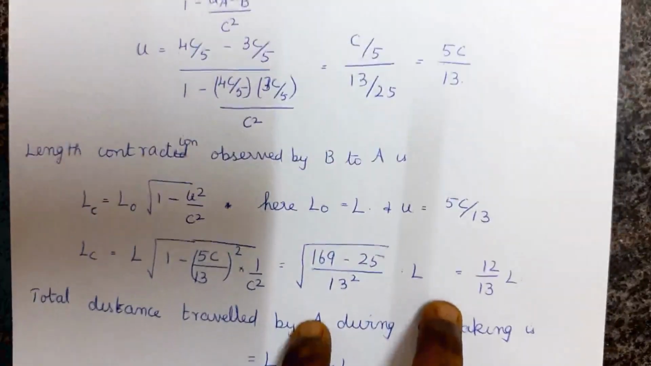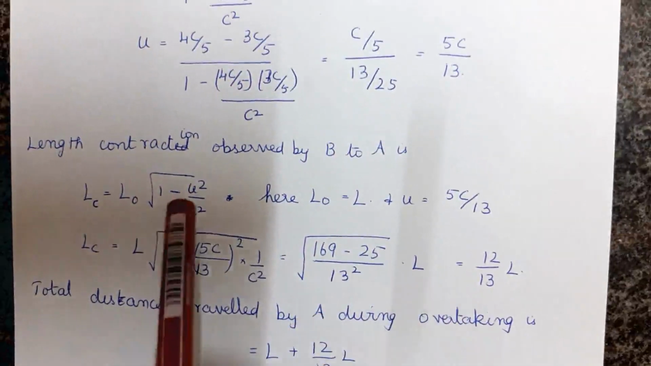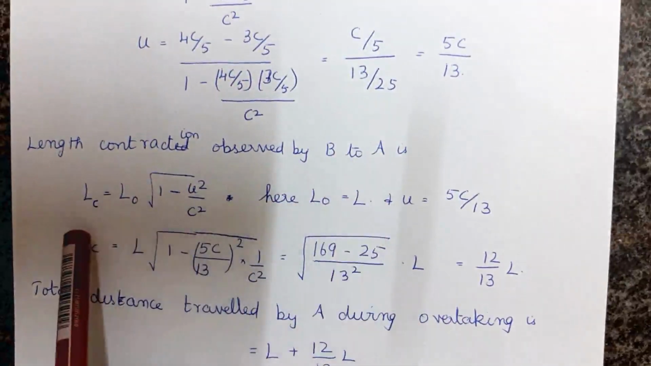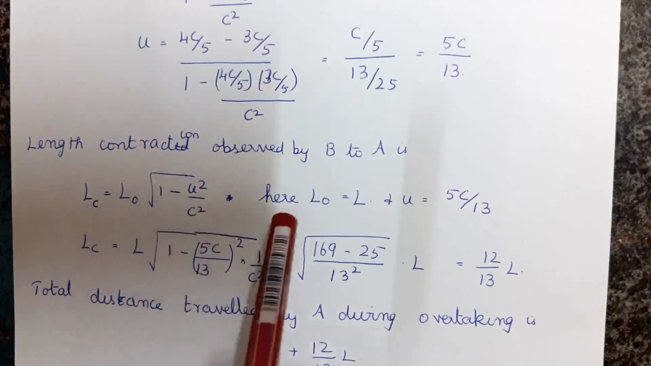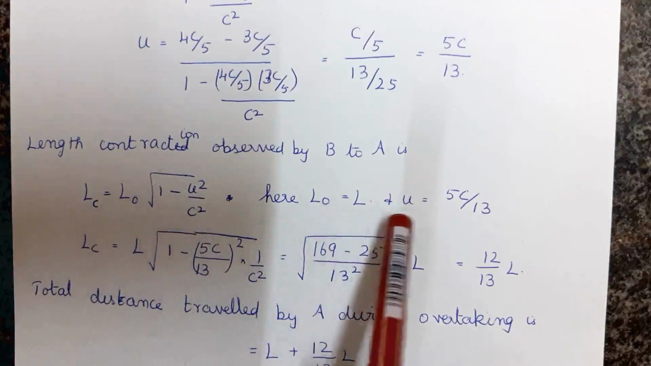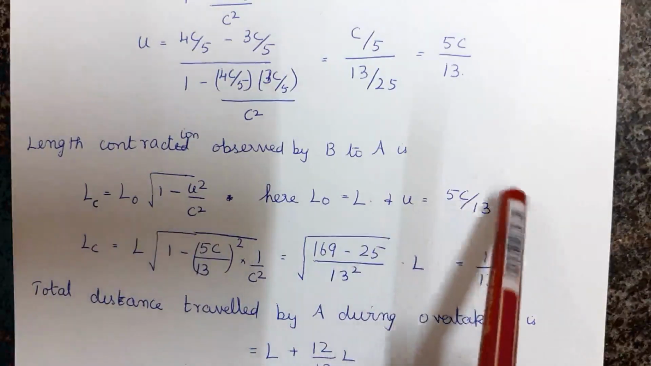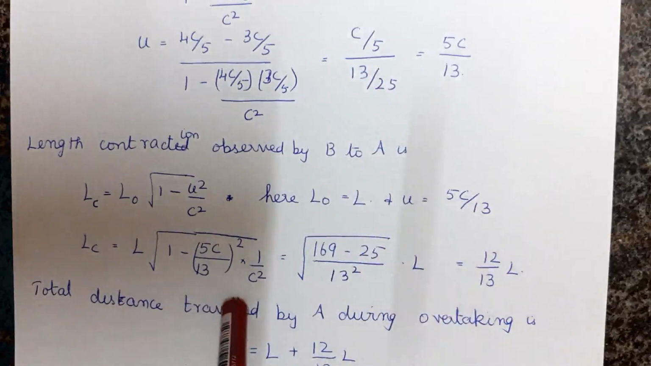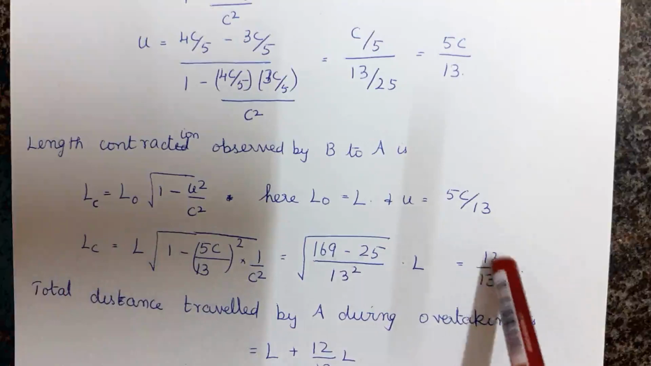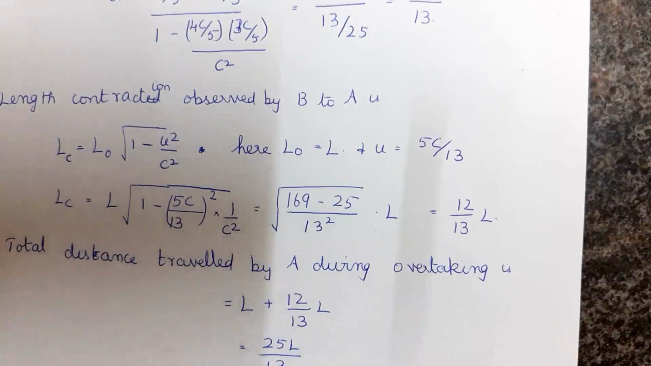In a similar way, we have to find the length contraction observed by B for A. That is, LC is equal to L naught root of 1 minus u square by c square. Here the L naught value is L and u is equal to 5c divided by 13, which we obtained in the above calculation. By substituting the values here, we will have LC as 12 divided by 13 L. So the total distance travelled by A during the overtake is L plus 12 by 13 L, that is 25L divided by 13.